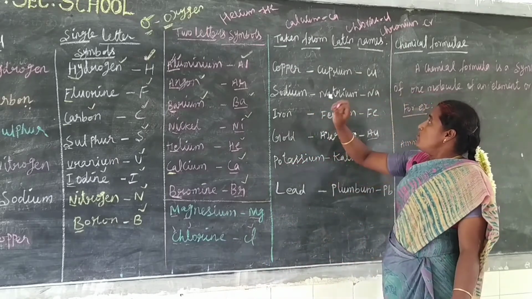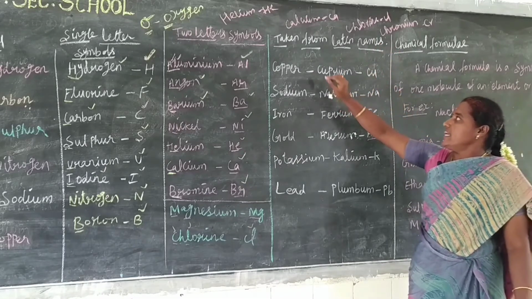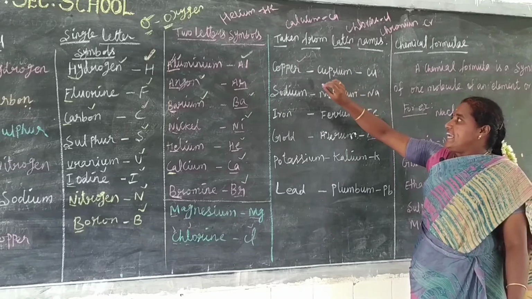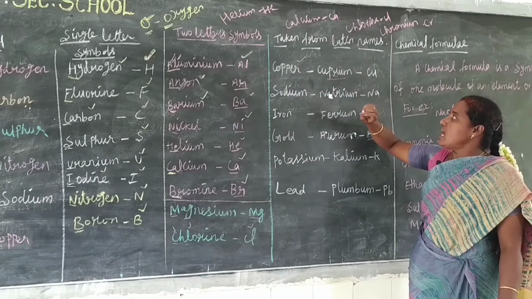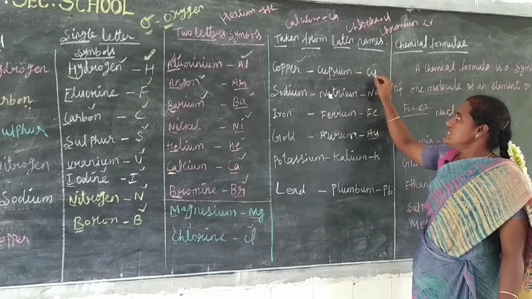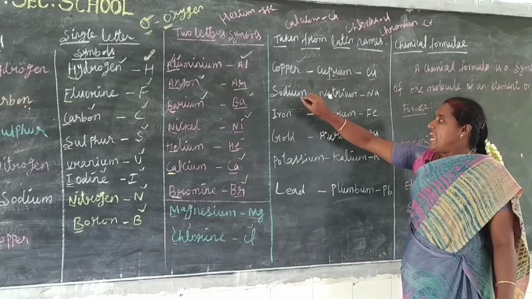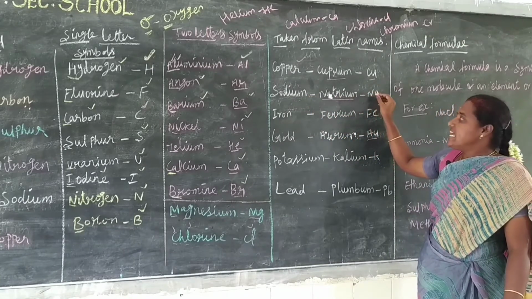Next, some more examples taken from Latin names. First one is copper. The Latin name for copper is cuprum. The symbol is Cu. Next one is sodium. The Latin name for sodium is natrium. The symbol is Na.